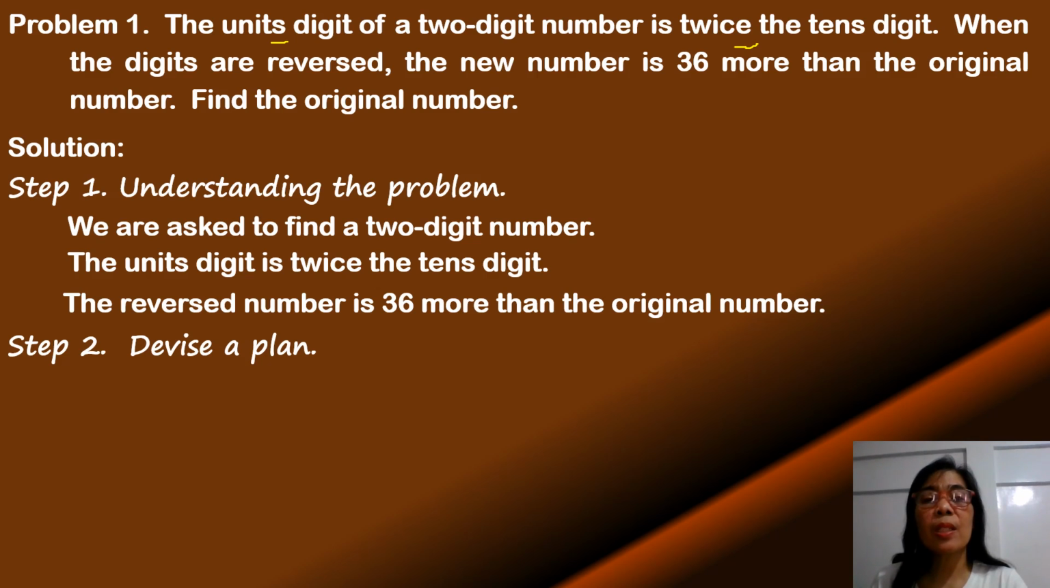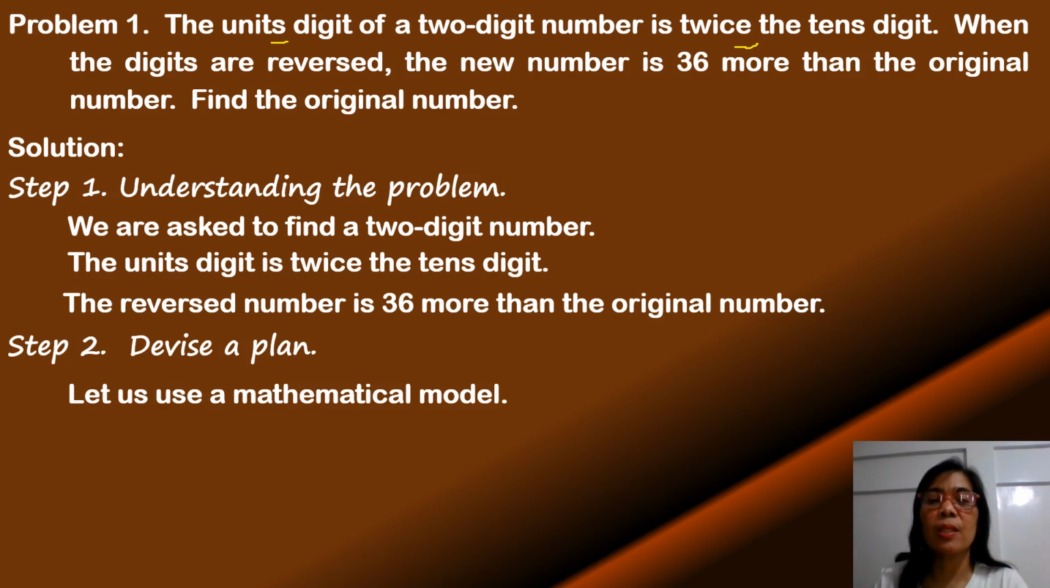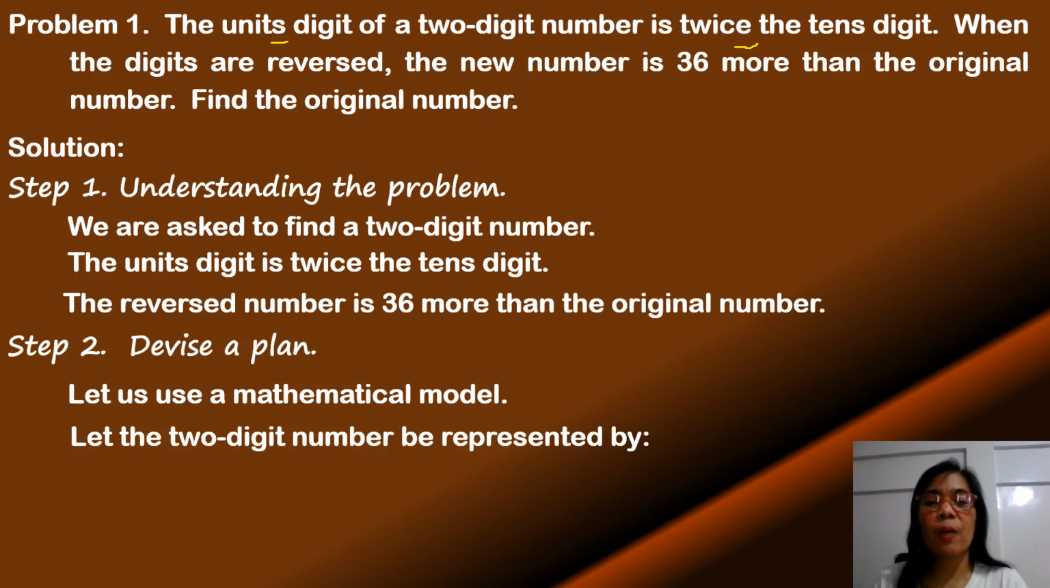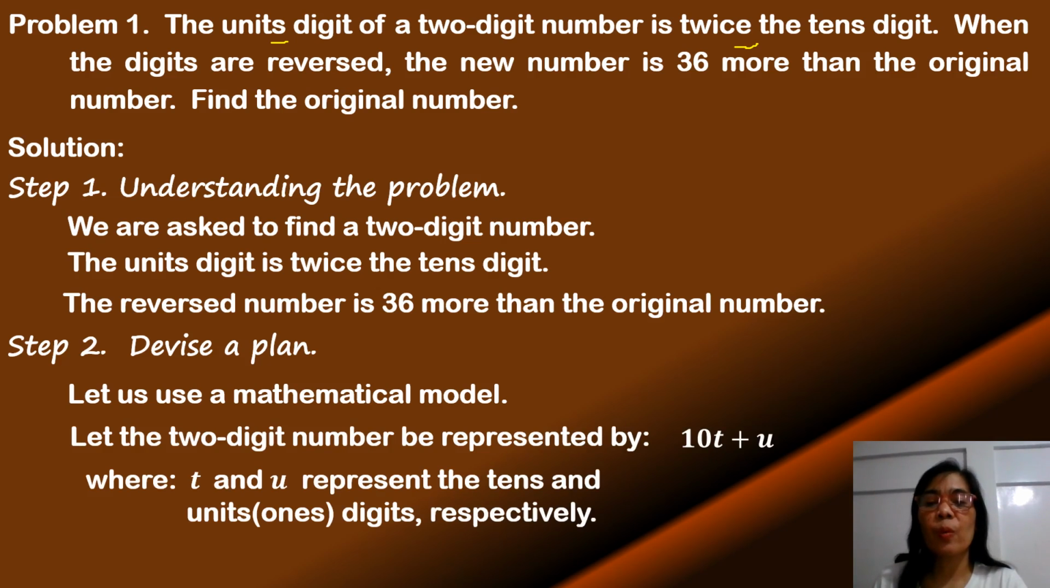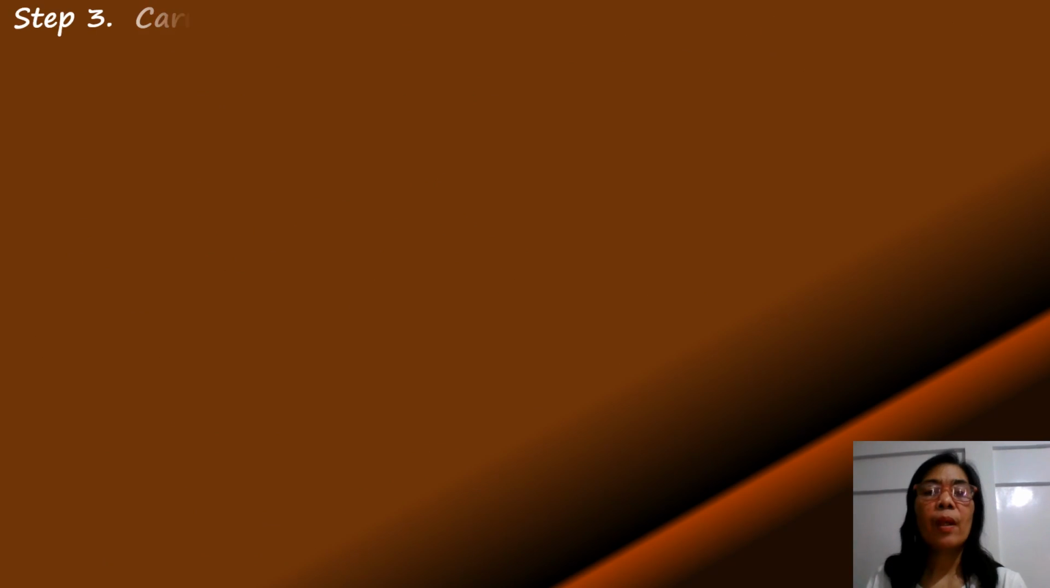Since this is a digit problem, we make use of a mathematical model and variables which represent the tens digit and the units digit. So we have now the two-digit number represented by 10t plus u, where t and u represent the tens and the units digit respectively. And since there is a mention about the reversed number, we say the reversed number is represented by 10u plus t. We now proceed to the third step, which is to carry out the plan.